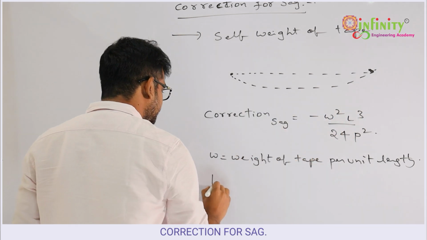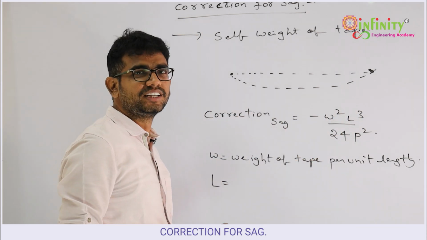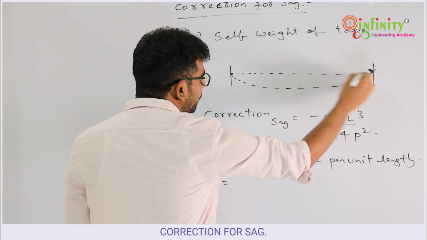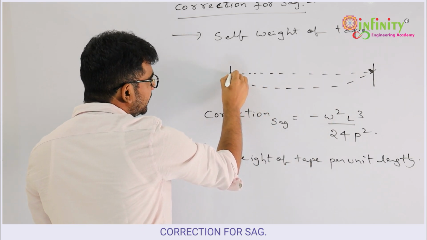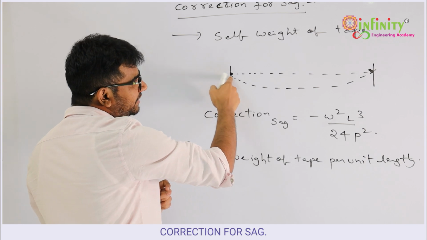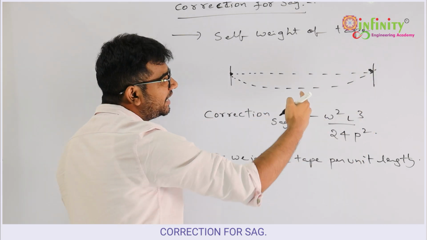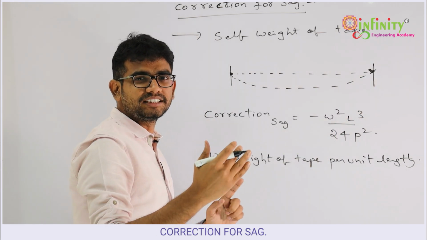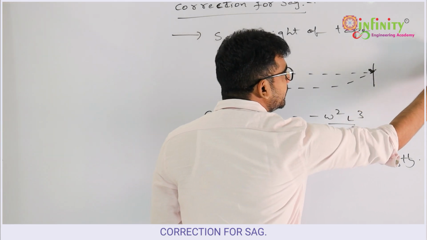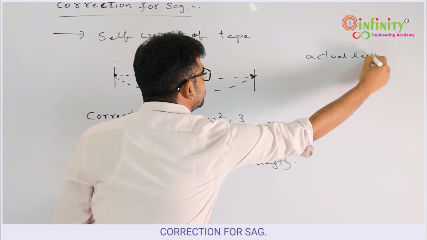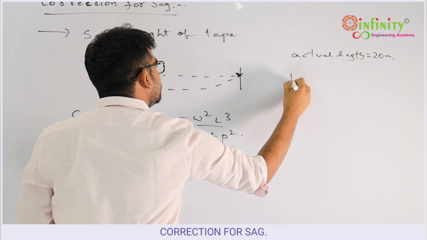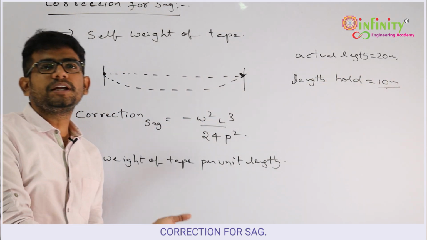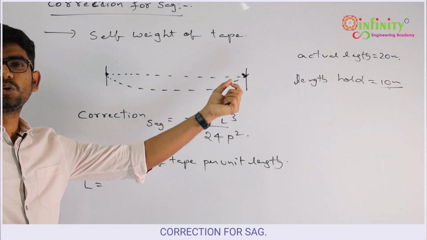And whatever this L is, that's not the length of the tape actually. L is not the length of the tape. So while holding the tape, the starting point of the tape will be held at this point. Maybe the actual length of the tape is 20 meters, but we are holding the tape only up to a length of 10 meters, because we are measuring the distance only up to maybe 10 meters.